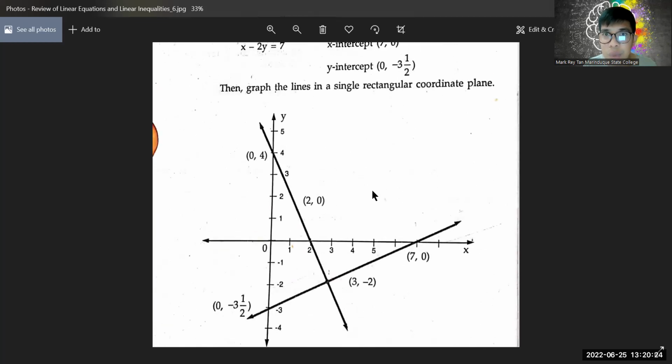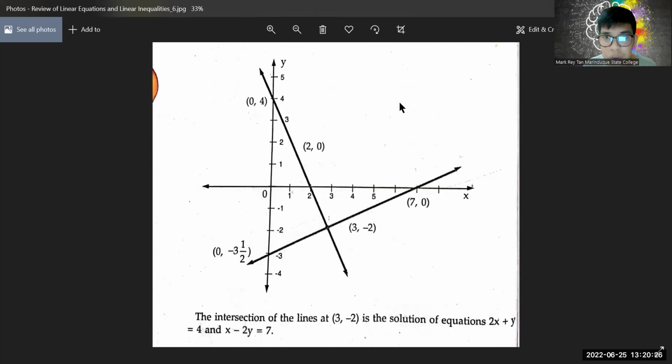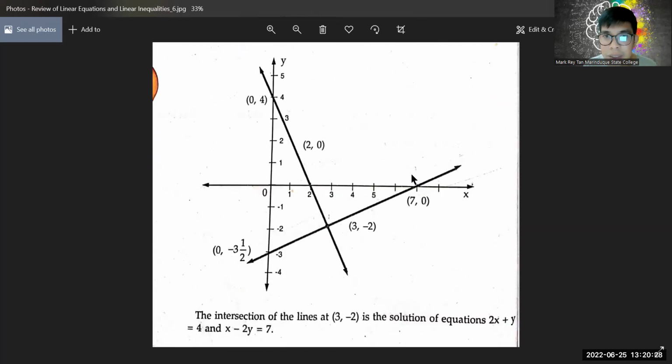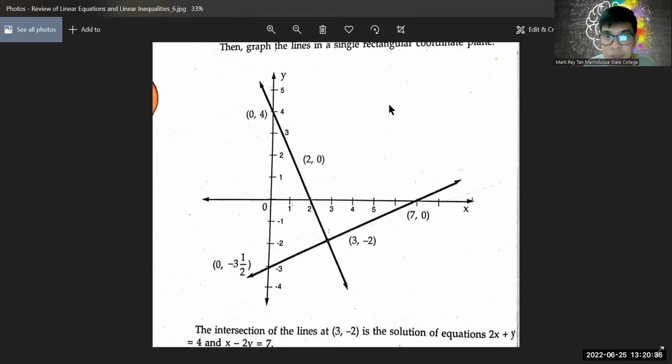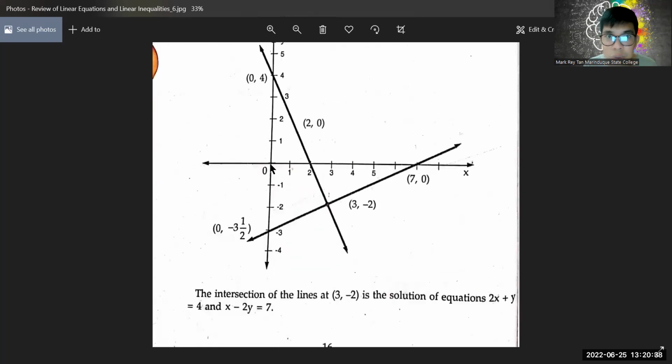And then we do the other equation, 7 and 0. So, x is 7, y is 0, kaya ito siya. On the other hand, yung y-intercept natin is 0 and negative 3.5. X is 0, y is negative 3.5, so ito siya. So, i-connect natin yung dalawang line, may dalawang guhit na tayo.